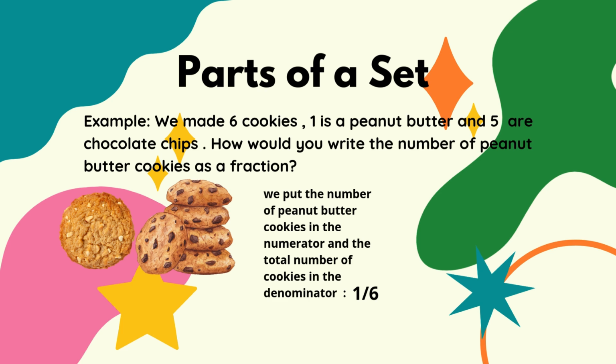What's the numerator here? We have 1 peanut butter. What's the denominator? What is the total number of cookies? It's 6. So it's 1 over 6.